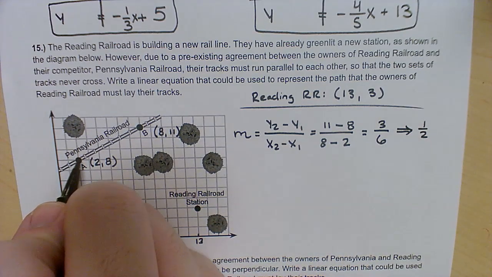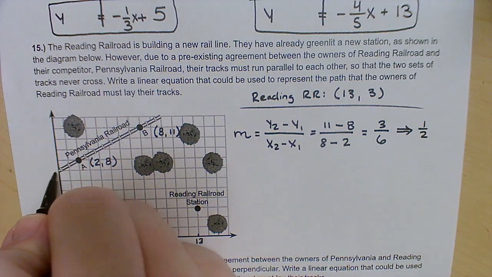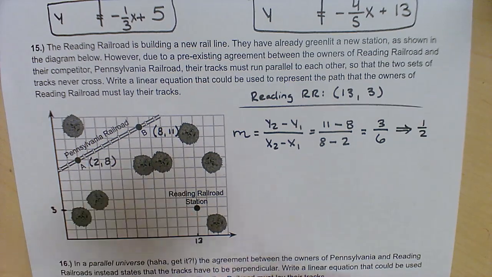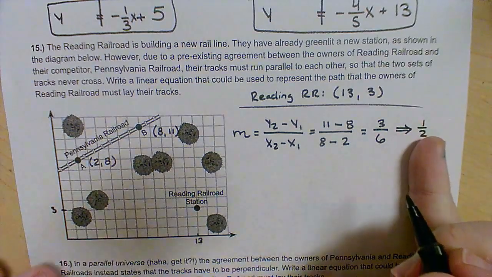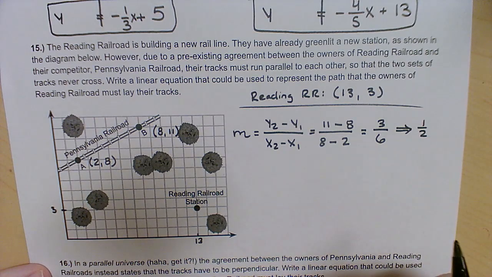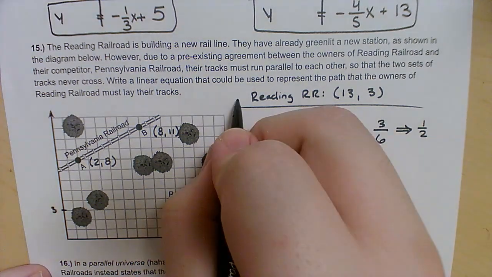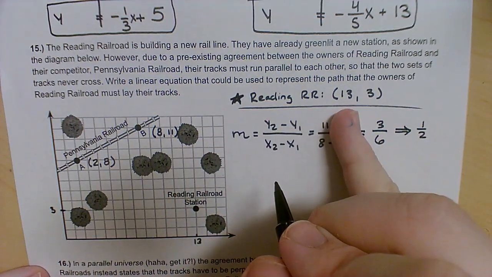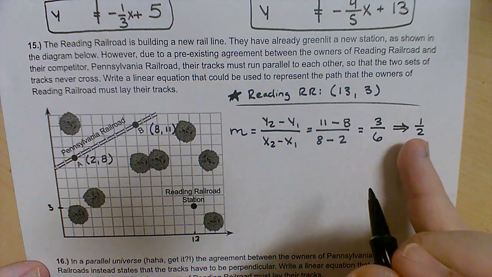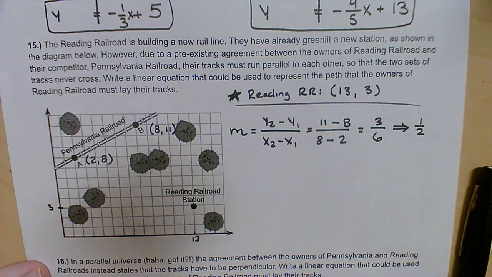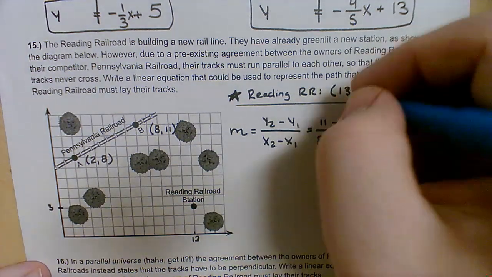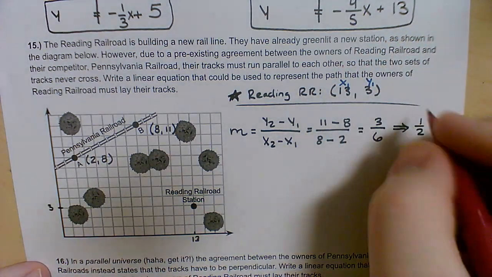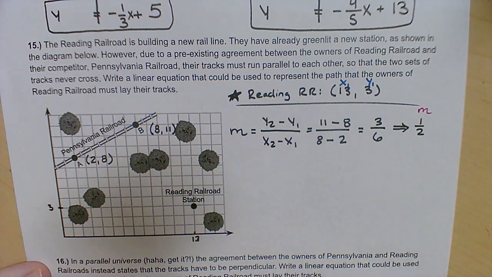Those points where it lines back up with the grid, it looks like the tracks are just going up 1 over 2, up 1 over 2, up 1 over 2 every time. So that's why that slope is 1/2. Okay? So we want a linear function that takes us through the Reading Railroad station at (13, 3) and has a slope of 1/2. Well, that's everything we need. We're going to call (13, 3) our (x1, y1). We're going to use the same slope, m is 1/2.